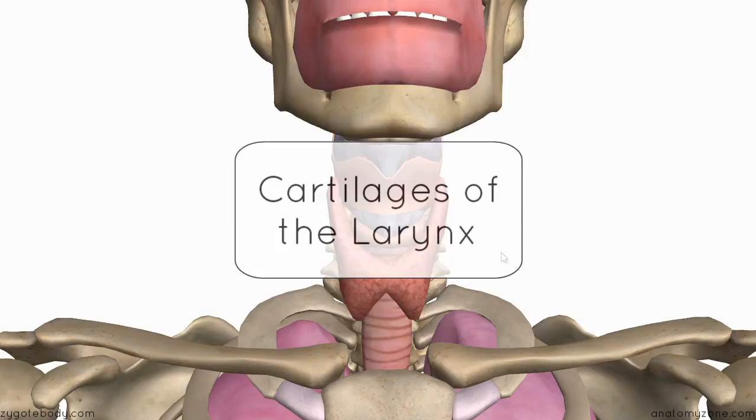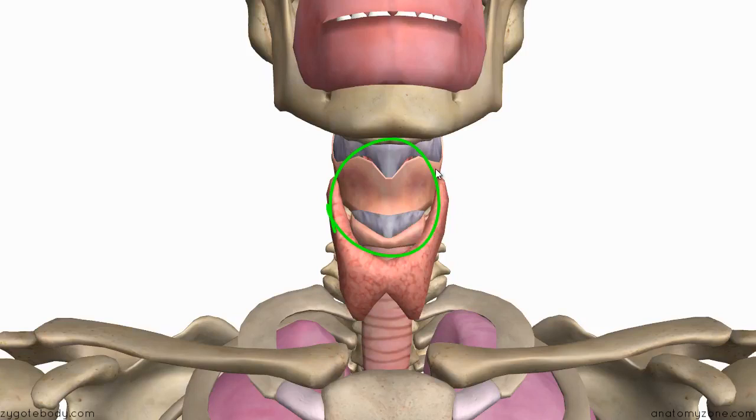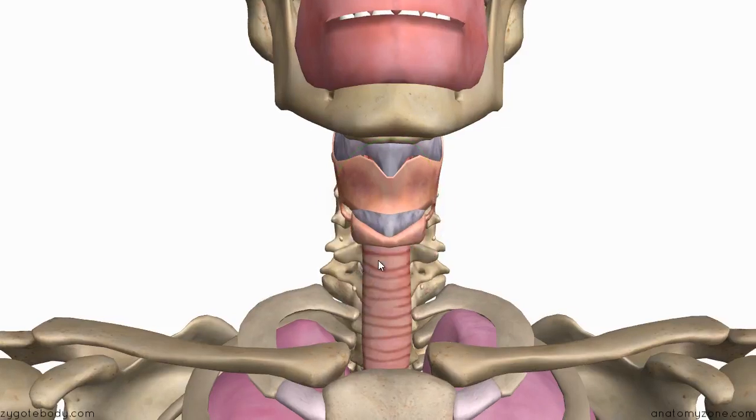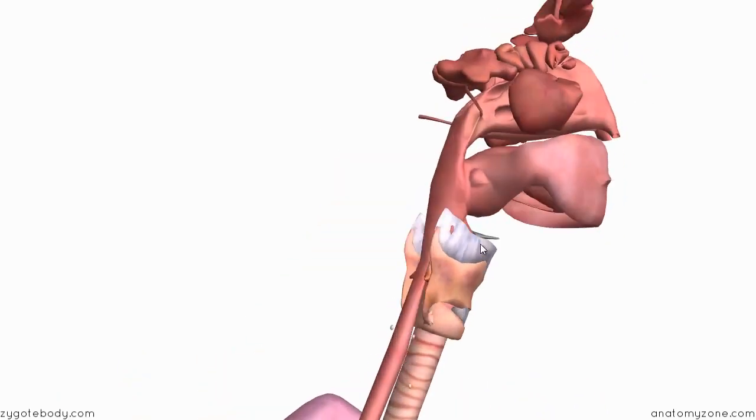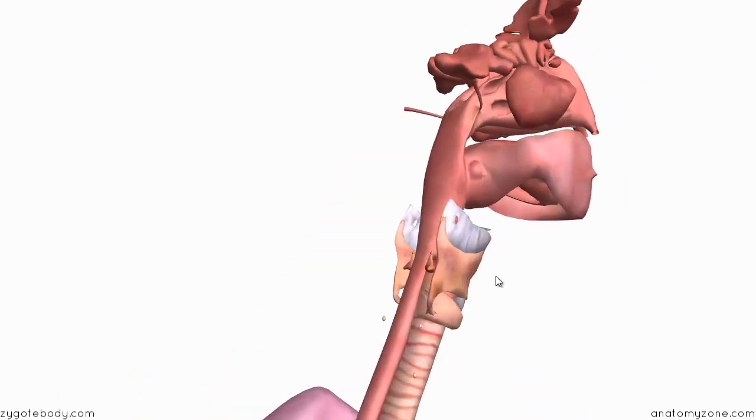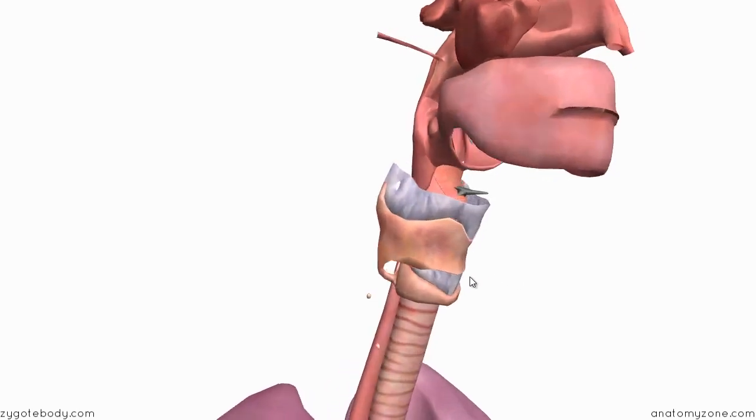Okay, so this is a tutorial on the larynx. So the larynx is this set of structures here, and you've got cartilages, muscles, and ligaments which make up the larynx. So below the larynx it's continuous with the trachea, and above the larynx you've got the pharynx. So you've got the pharynx above and the trachea below.